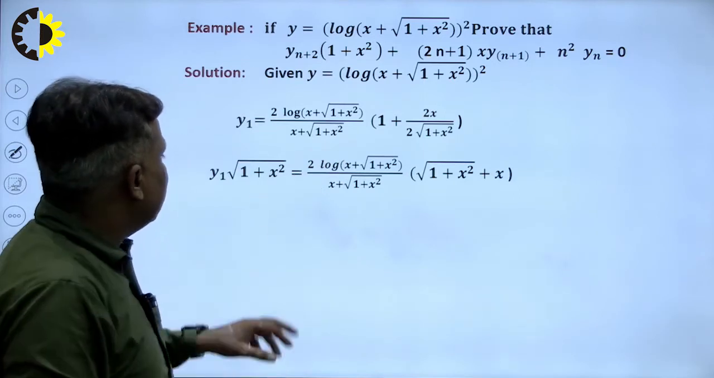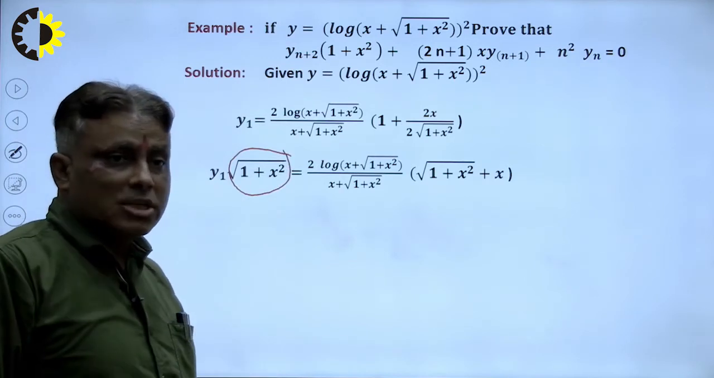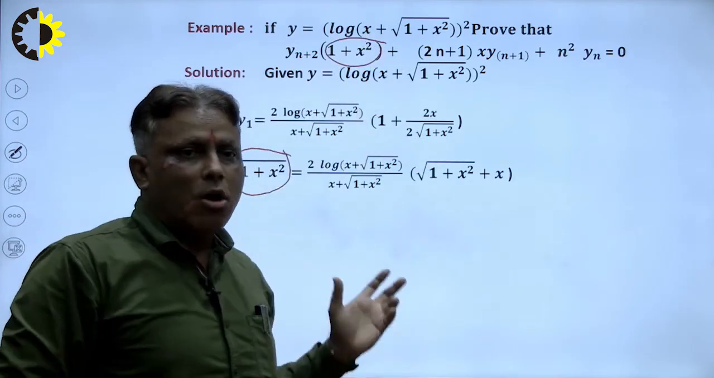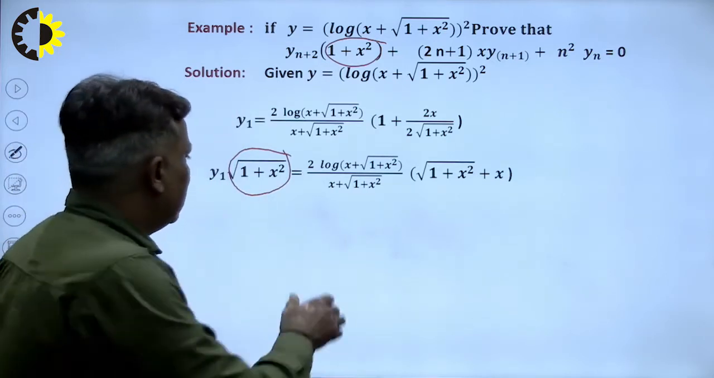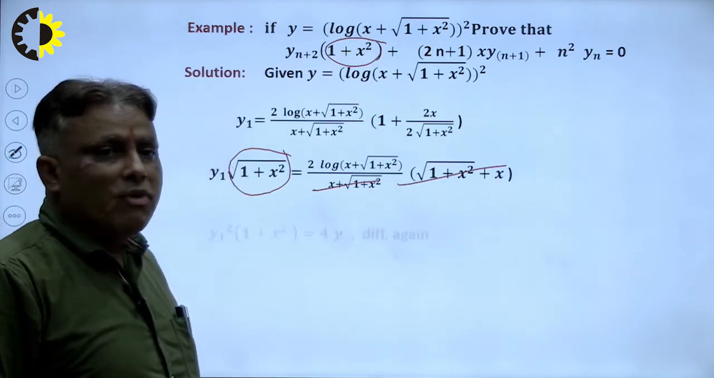Now the question is that there is under root 1 plus x square, but in the proof there is only 1 plus x square. So how to remove it? That means we square on both sides. This portion is cancelled out here, and we square on both sides.